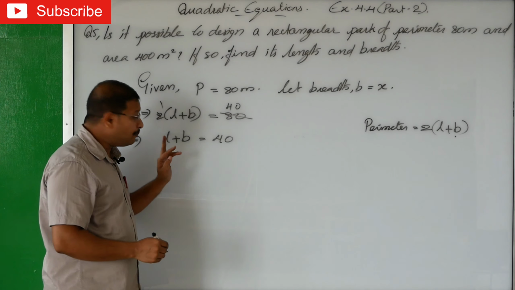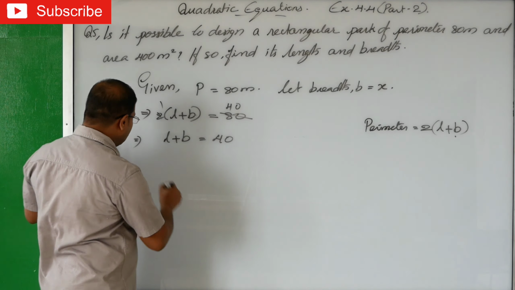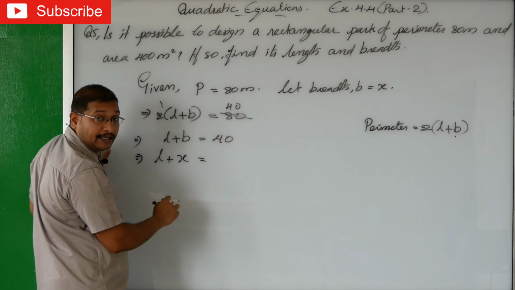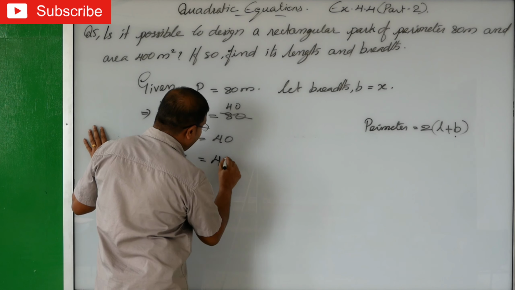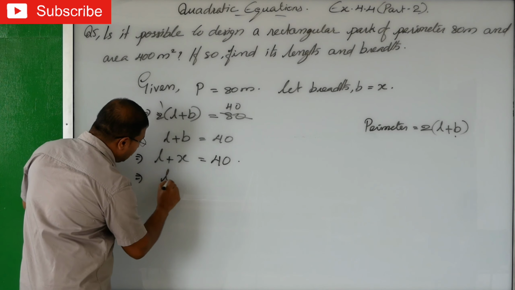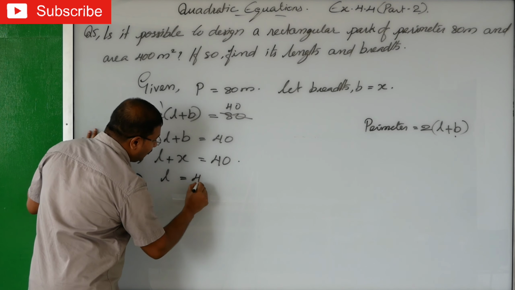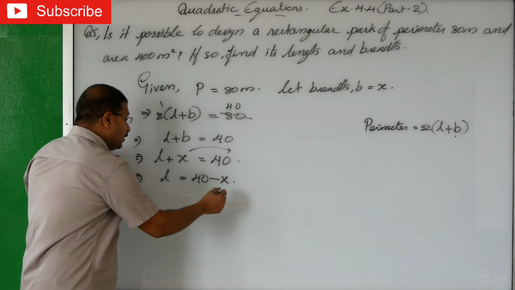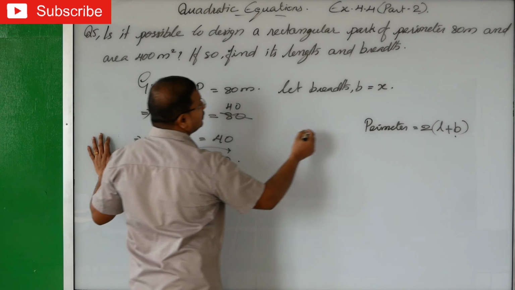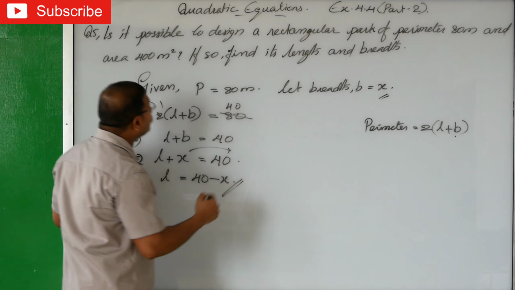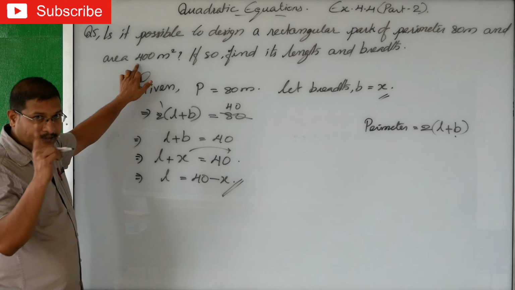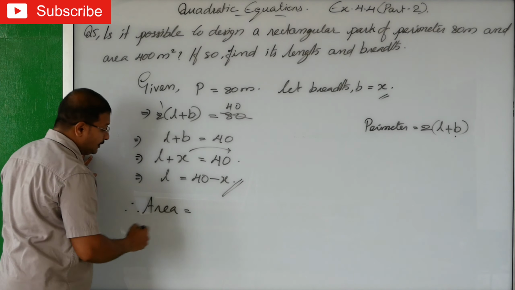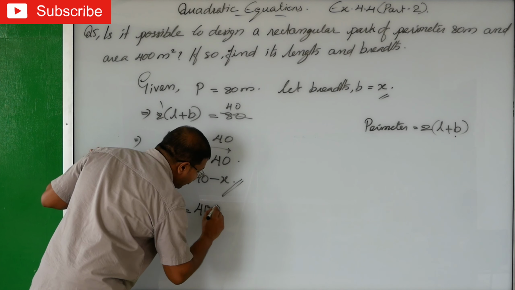But we took breadth as x. That implies length plus x equals 40. This implies L equals 40 minus x, as x goes to the next side. So we got length and breadth. Of course, in the question what is already given? Area. Area of a rectangle is given. Area is how much? 400.